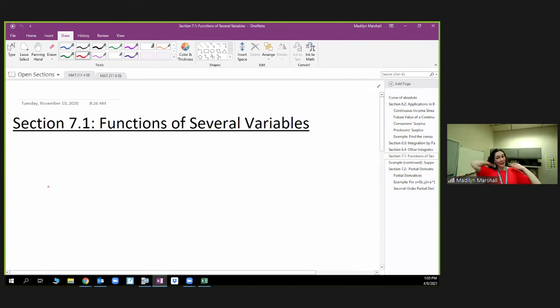So chapter 7, I just want to talk about real quick today because the first section is pretty short. And that is functions of several variables. If we are looking at a graph, normally we have functions of x.